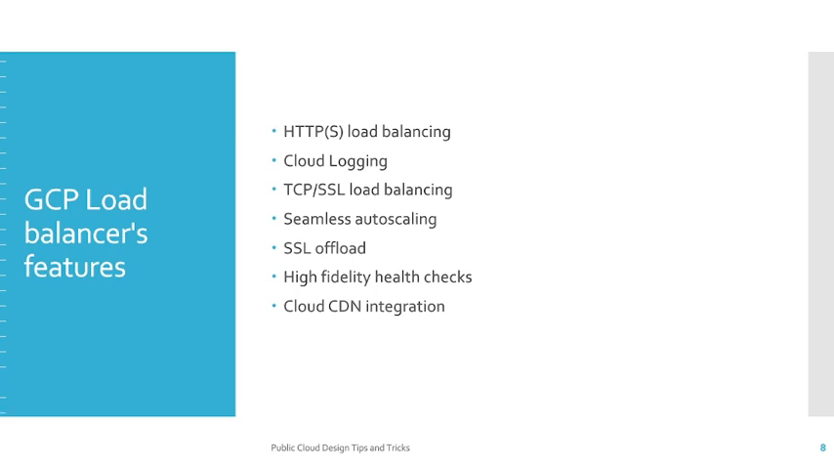Cloud CDN is a single click button in your load balancer. If you enable it, then the CDN, content delivery network, capabilities will be enabled, which will increase the performance of your application by enabling caching. So these are all the basic features currently available with the GCP load balancer.